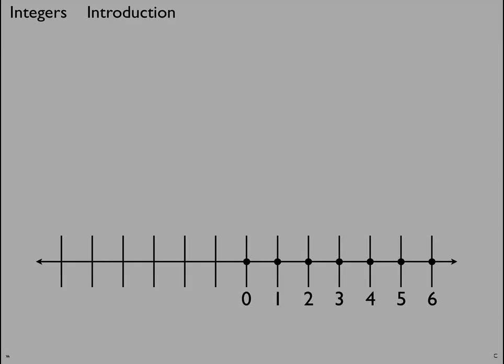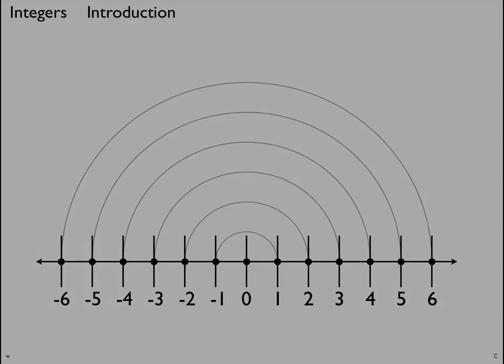The opposite of 1 is negative 1. The opposite of 2 is negative 2. The opposite of 3 is negative 3, and so on. The new set of numbers that we have is called the integers. It is made up of the natural numbers, 0, and the opposites of the natural numbers.